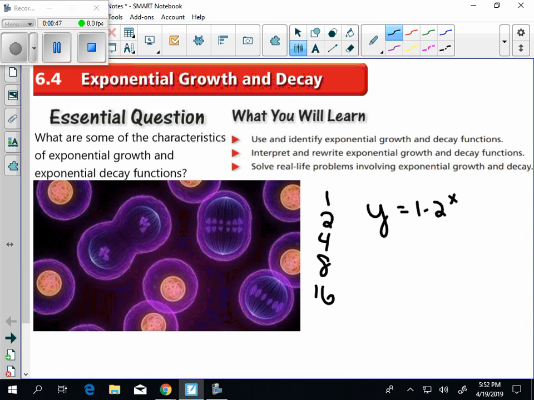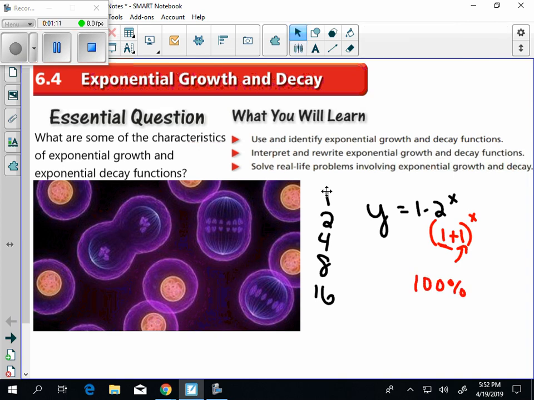1 is that starting value. 2 is the number we're constantly multiplying by. And really what we're going to be learning today is that this 2 can be rewritten as 1 plus 1, where the first 1 represents staying the same. This plus 1 represents what percent growth we're having, or what percent decay we're having. Specifically, this is 100% growth. That's what we're going to be looking at this lesson.